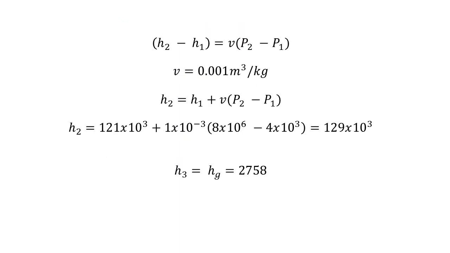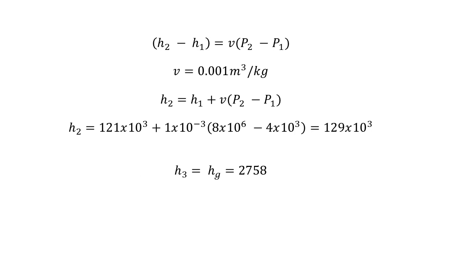We know the work done by the pump is equal to h2 minus h1, which is the change in the enthalpy after and before the pump. The equation for the work done is the change in pressure times the specific volume. So we can find the specific volume from the steam table, and the value is 0.001 meter cubed per kilogram.